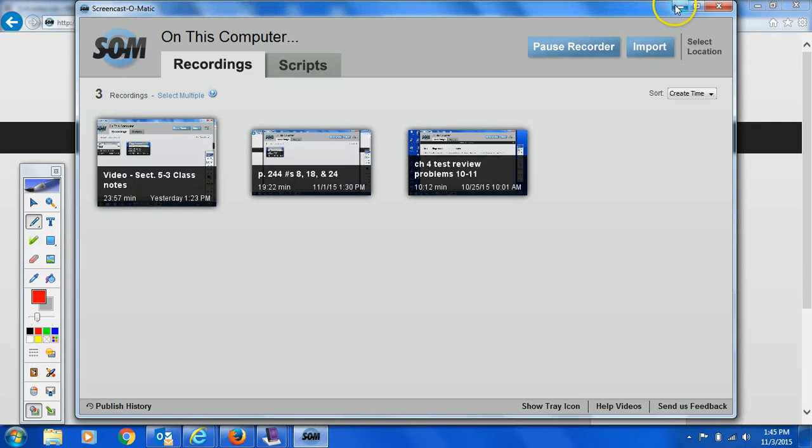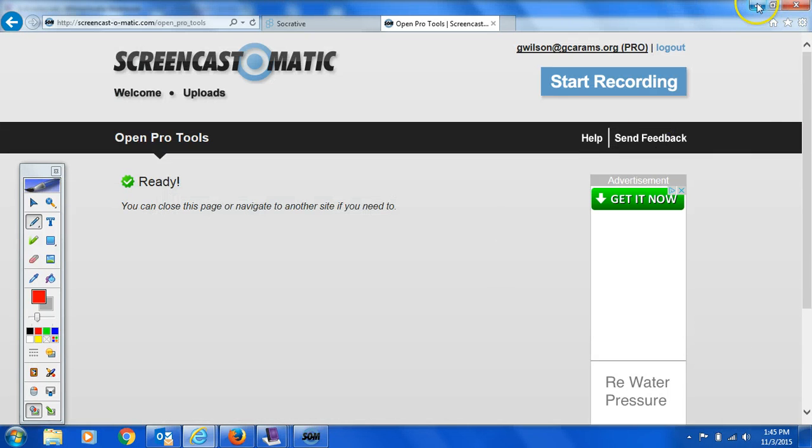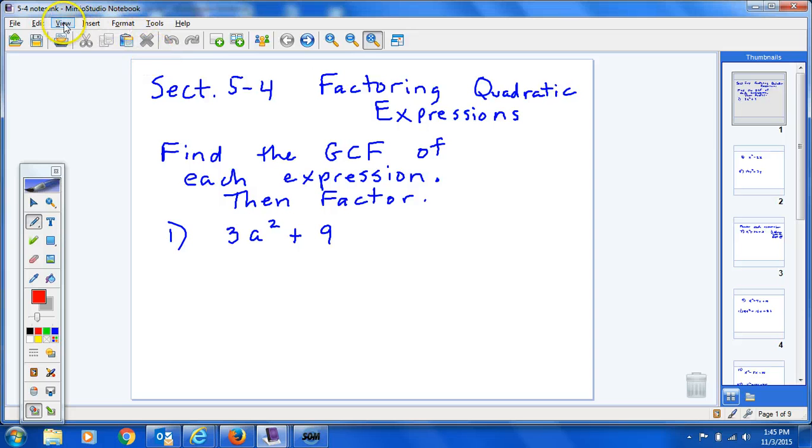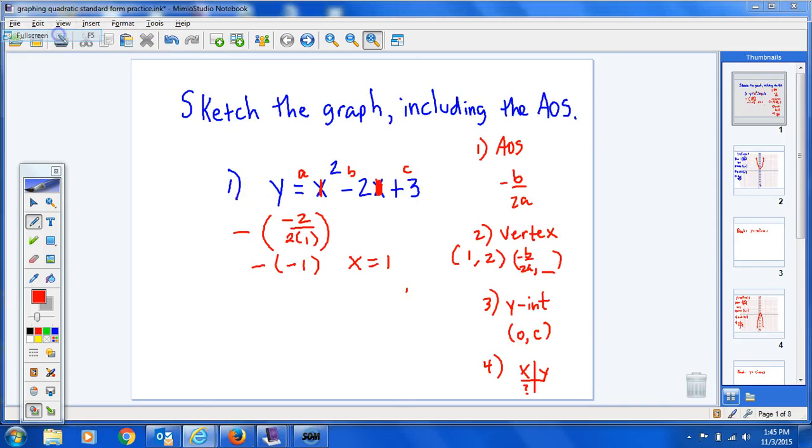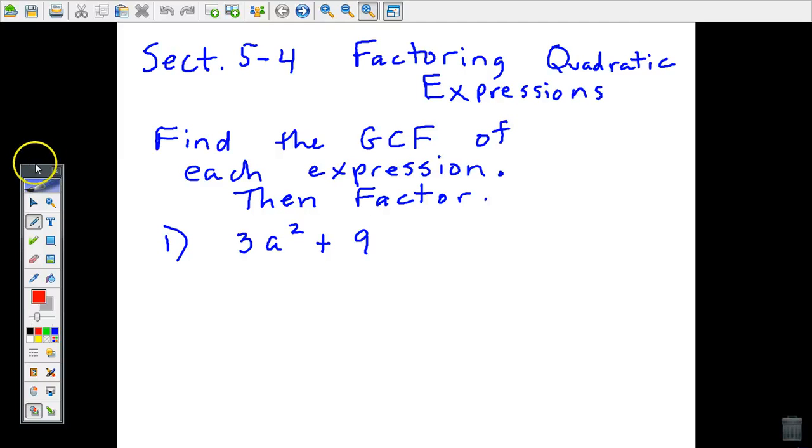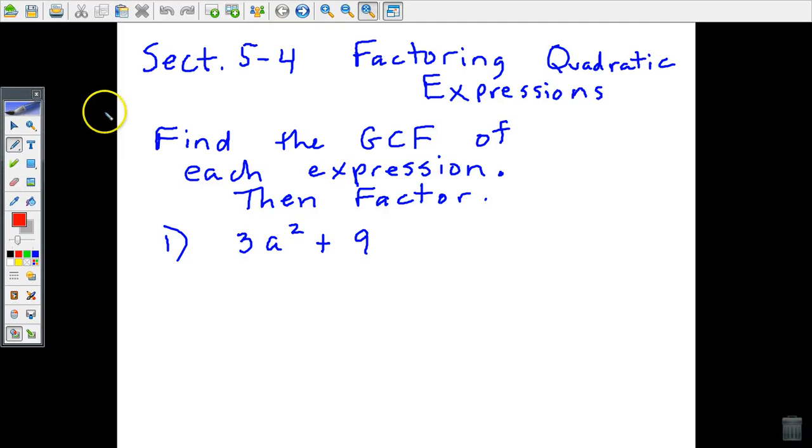Okay, in section 5.4, we are reviewing what you learned in Algebra 1 concerning factoring. And this is going to be a very important skill. The ability to factor is going to be very important for lessons that are going to come up later on in Chapter 5 and from time to time throughout the rest of the course. So let me go through some examples with you.